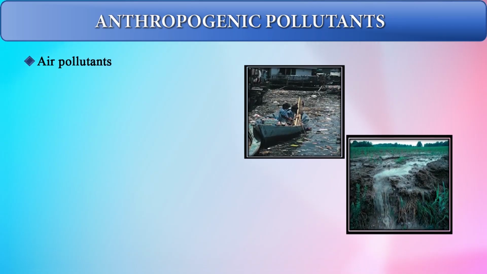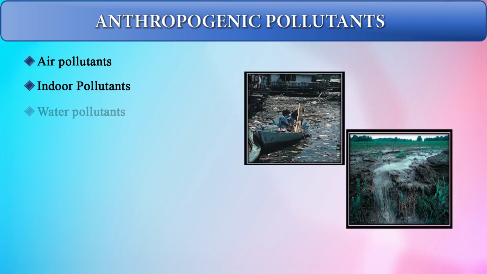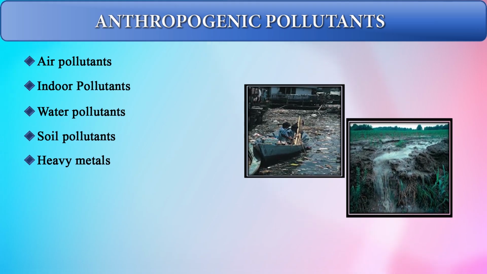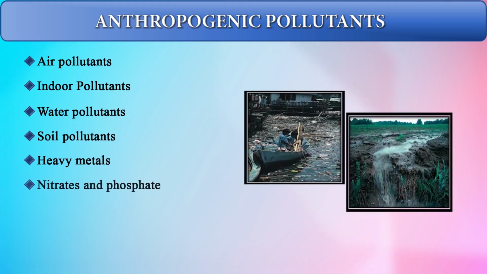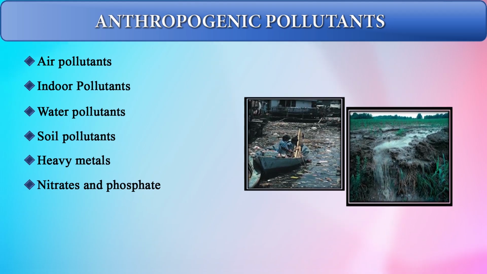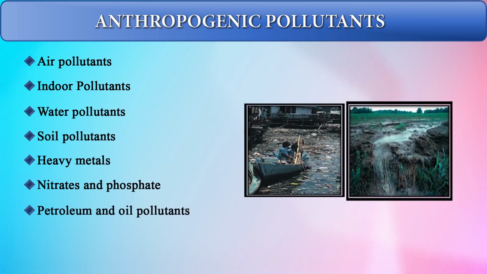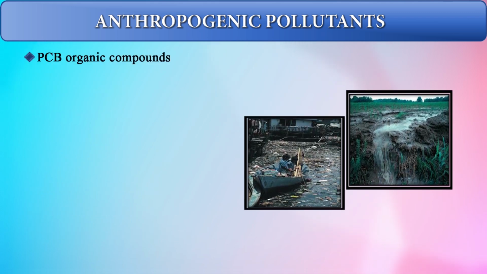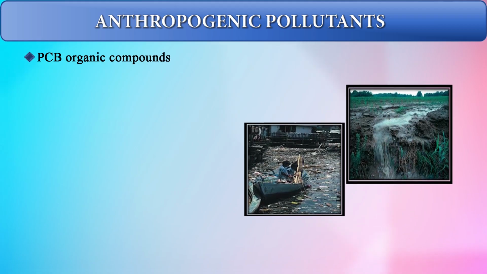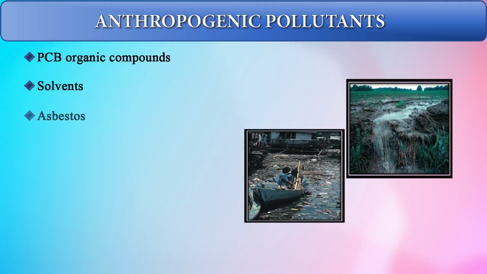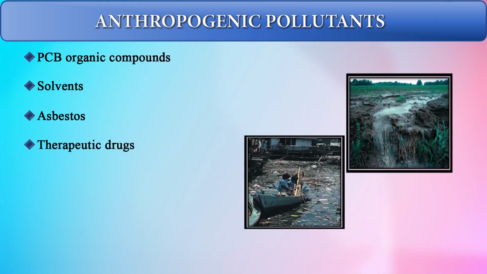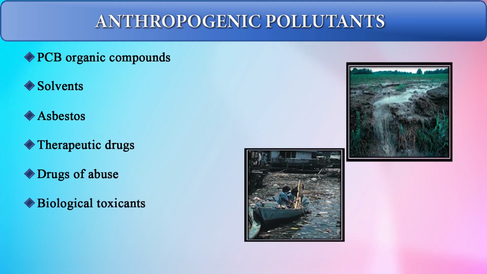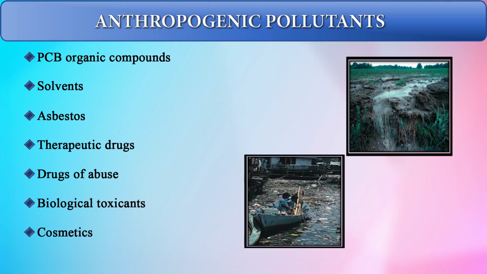They could be the air pollutants, then we can have the indoor pollutants, the water pollutants, soil pollutants. We have the heavy metals which contaminate our soil and the water environment, then the nitrates and the phosphates which are coming from the agricultural sources, petroleum and the oil pollutants, volatile organic carbons, then the polychlorinated biphenyls which are also organic compounds. There are solvents, then asbestos, therapeutic drugs which are being administered to patients and people, drugs of abuse, biological toxicants and also cosmetics, last but not the least.